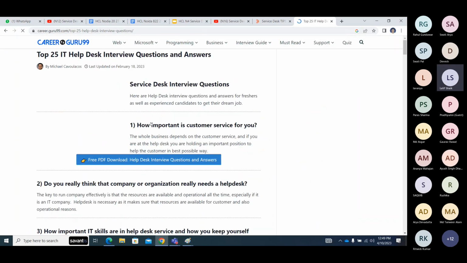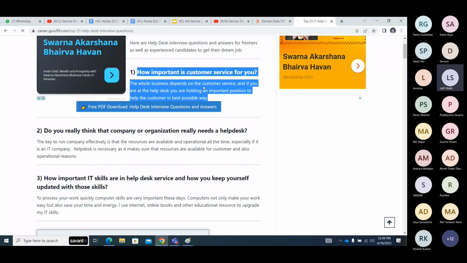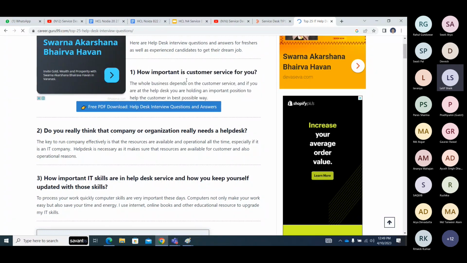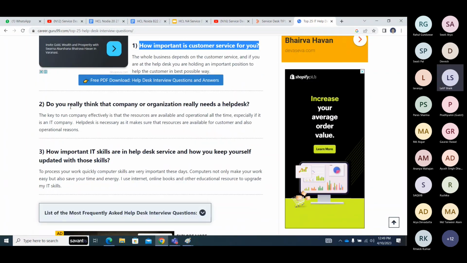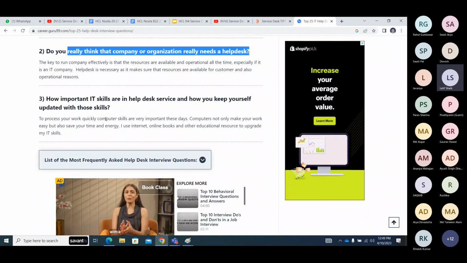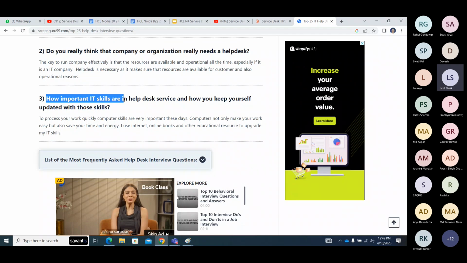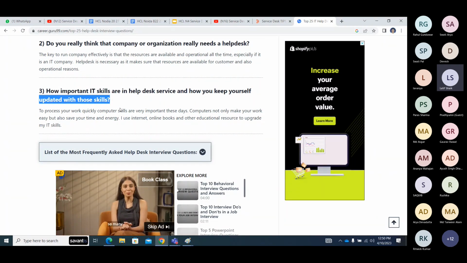It has simple questions. They are also the most common questions asked in interviews. How important is customer service for you? Do you really think your company or organization needs a help desk? How important are IT skills in help desk service, and how do you keep yourself updated in those skills?